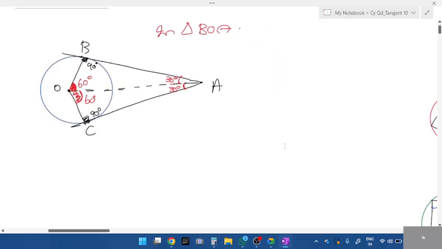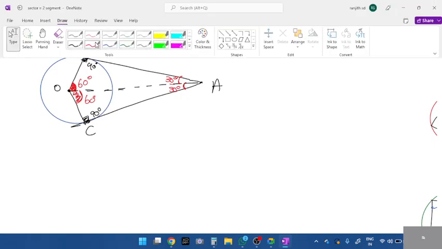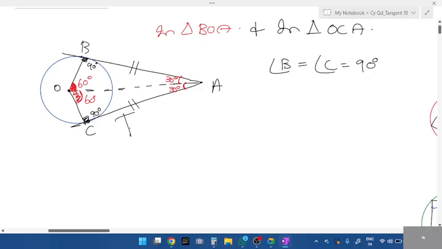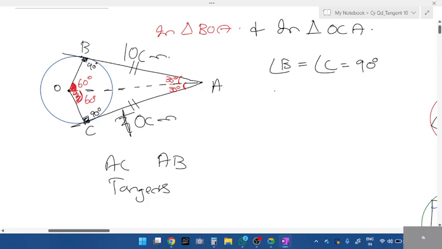Only for this type of question, remember congruency. See, in triangle BOA and in triangle COA, tell me which two angles are equal, students. Angle B is equal to angle C, 90 degrees. And one more thing, this is known as tangent. We have two tangents here. AC is one tangent, AB is another tangent, and tangents are equal. If this is 10 centimeter, even this tangent also will be 10 centimeter. So AB is equal to AC.